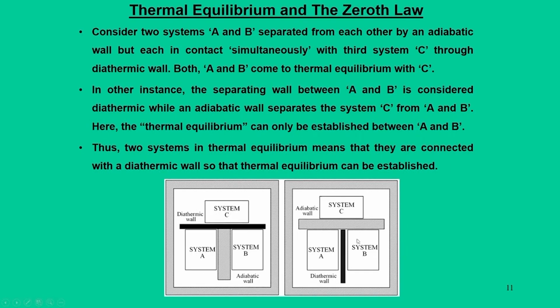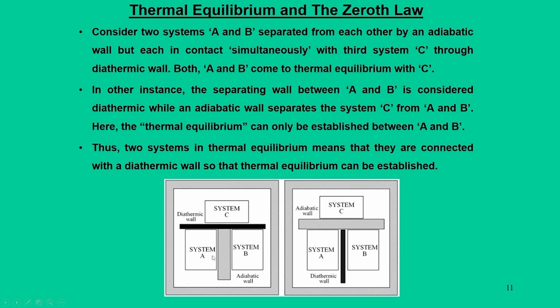In the other scenario, the locations of the adiabatic wall and the diathermic wall are changed. So, system A and system B are separated by a diathermic wall, and both integrated together are separated with respect to system C by an adiabatic wall. This means it is always possible for system A and system B to come into equilibrium, and there is no communication between the integrated A and B system with respect to C.